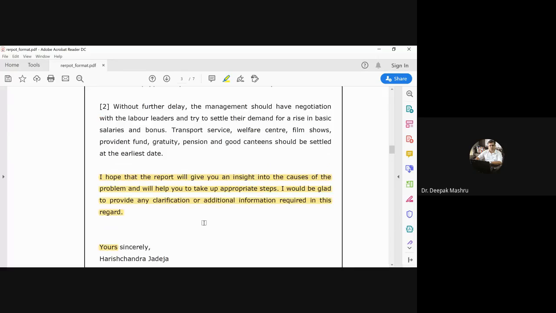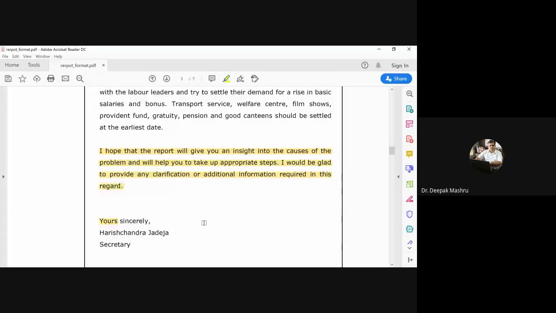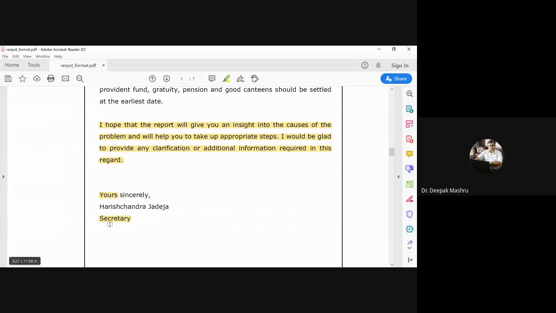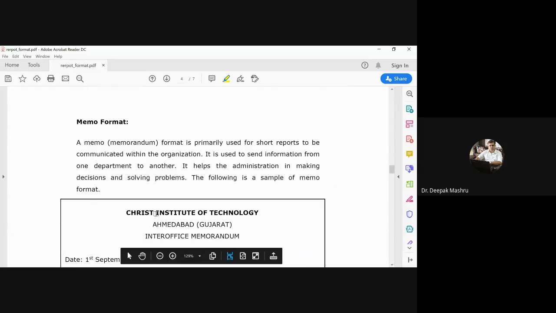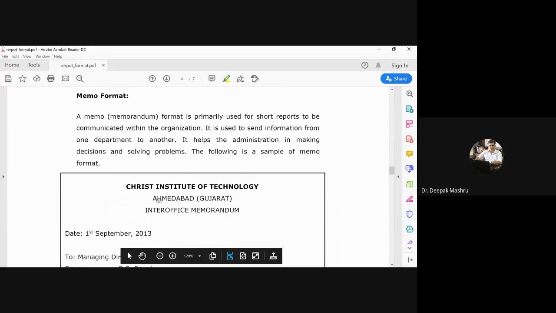Right, simple. Yours sincerely, and you can write any name and secretary. If it is mentioned that you prepare a report as a secretary, you write secretary here. If it is mentioned that you prepare a report as a manager, you write manager here. Right? Okay. Now, the memo format is the easy one.